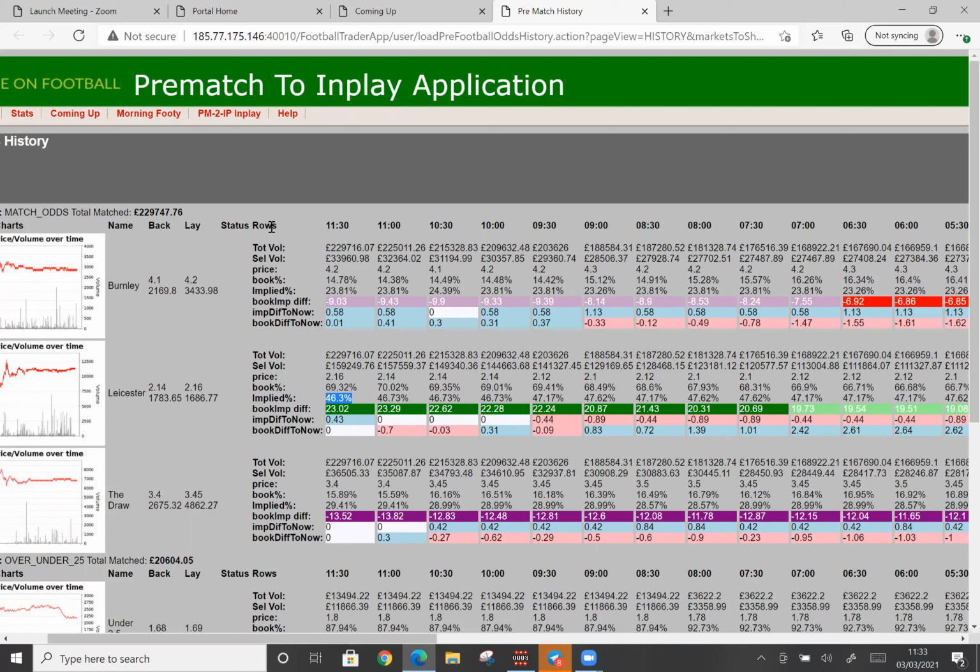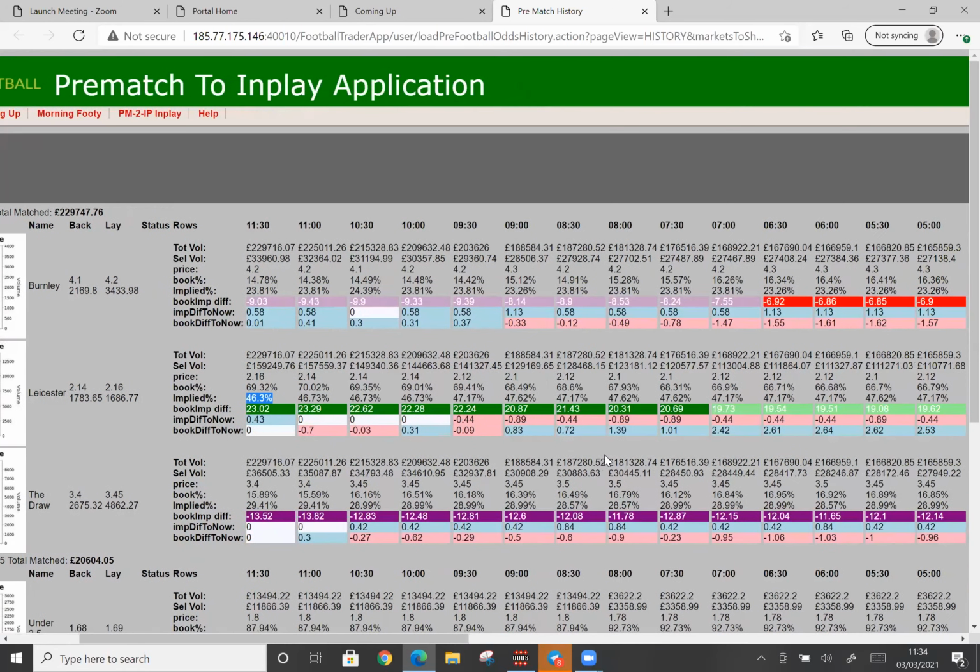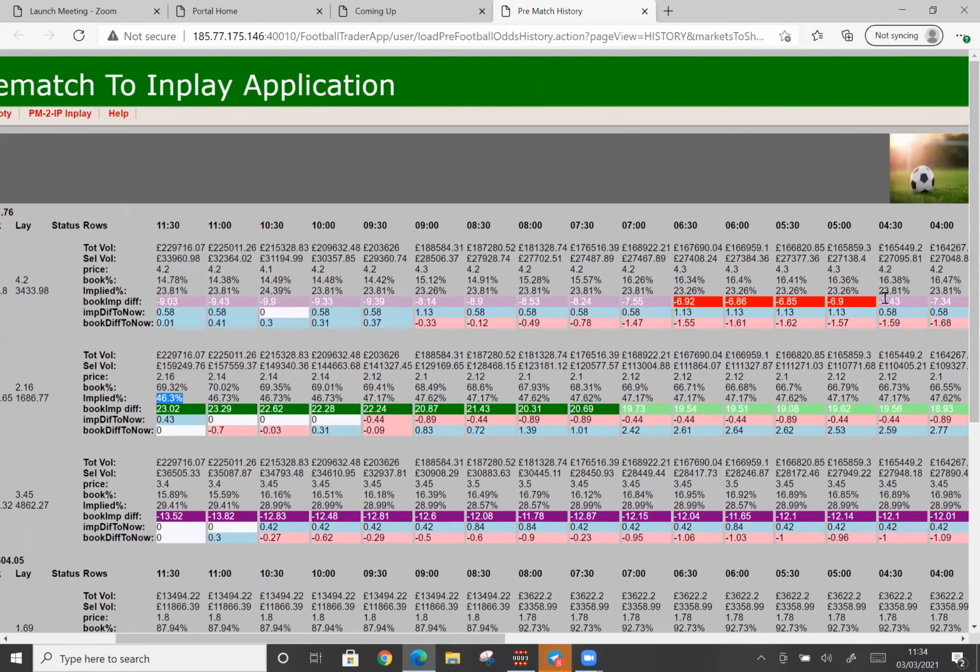Should Leicester go into even money at 12 o'clock, say a hell of a lot of money goes in, then what you'll find is that all this is blue. Where you see blue, it means that the price is coming in. Where you see pink, it indicates that the price is drifting. So also we can see with Leicester, as it came through, it's been quite inconclusive.